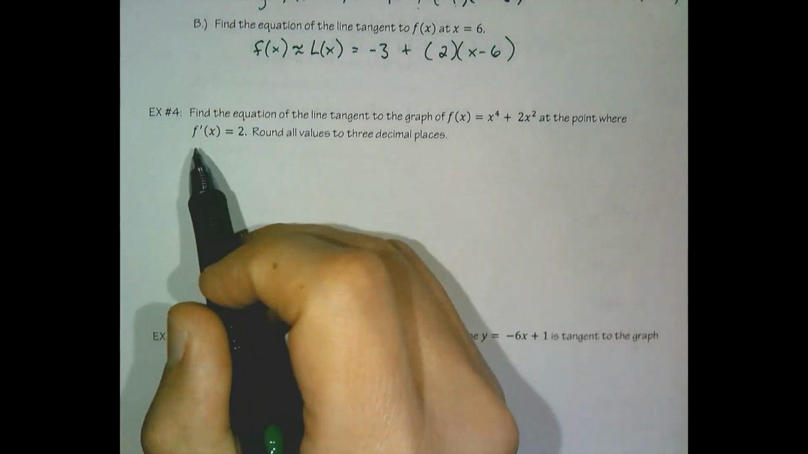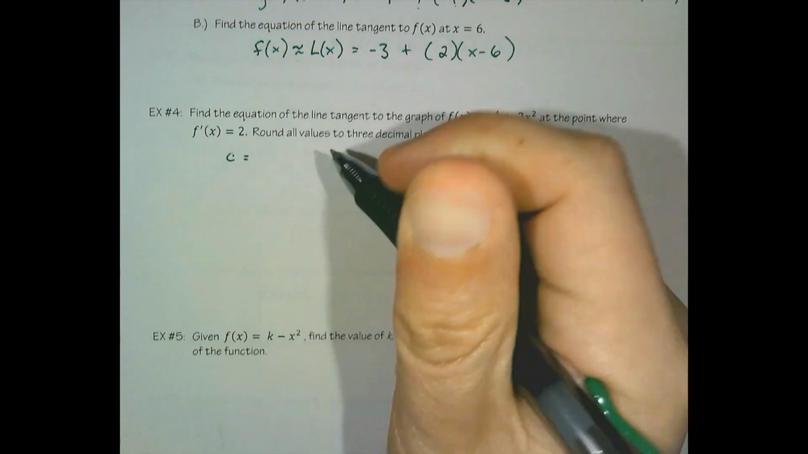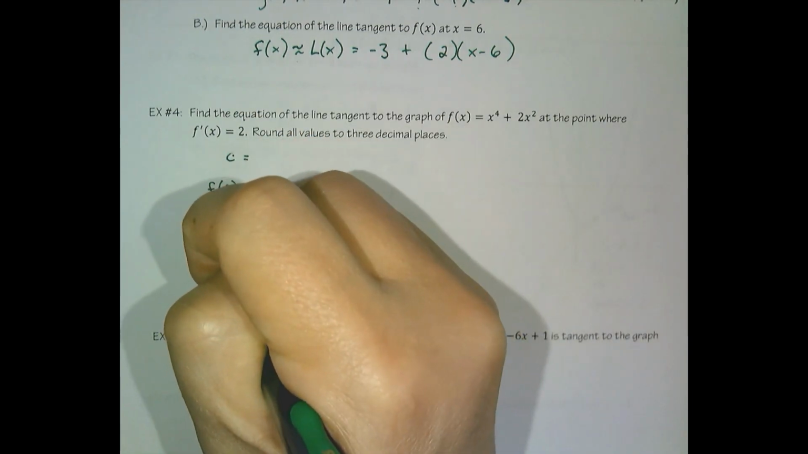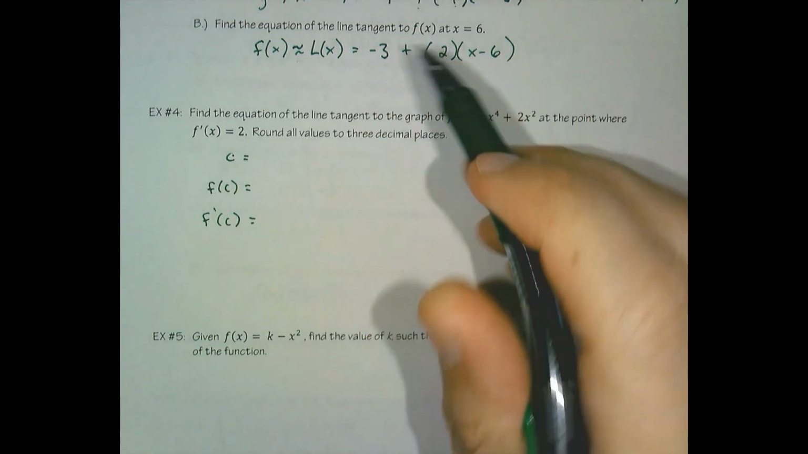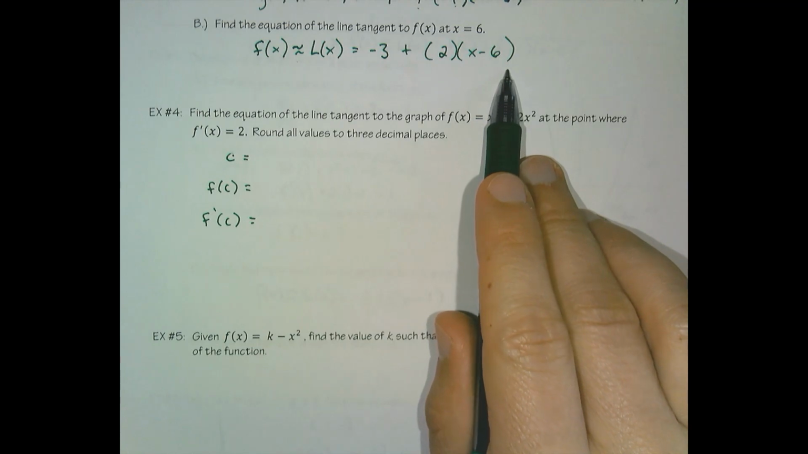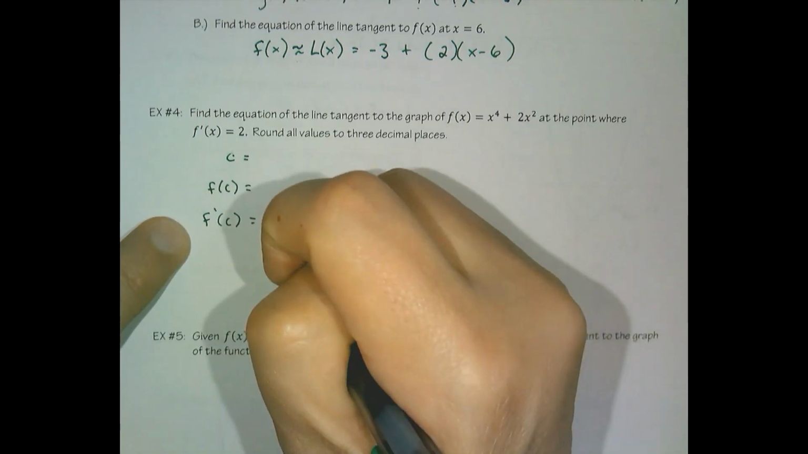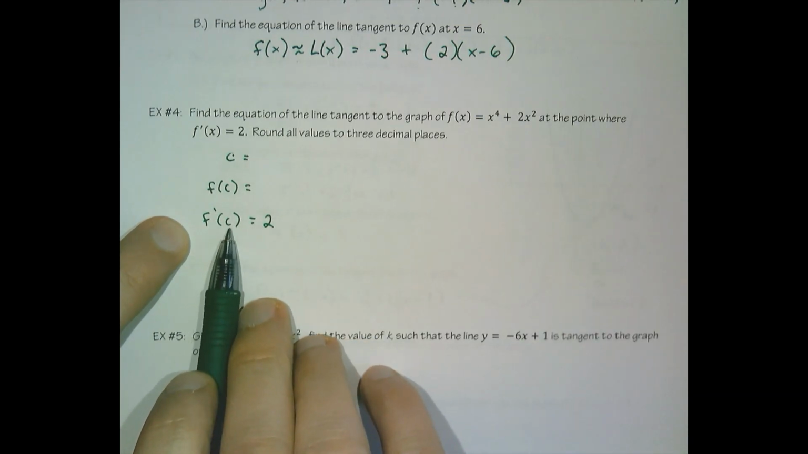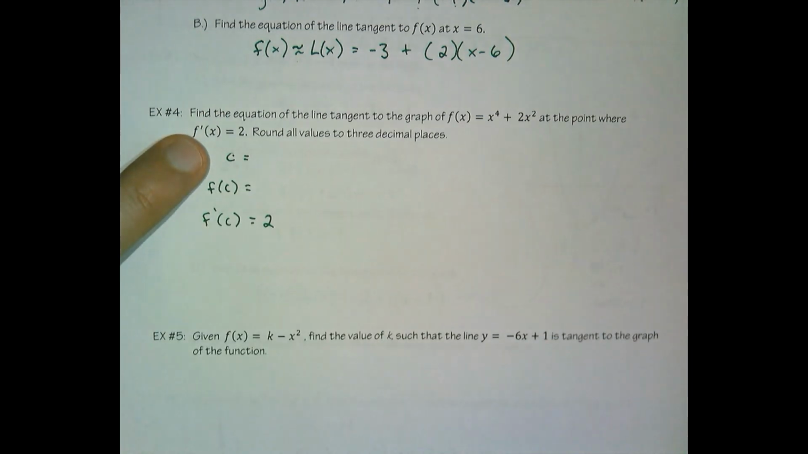They tell us the value of the function. So when we write out our usual c equals, f of c equals, and f prime of c equals, these are the three things that we need to find to write out our tangent line equation. We know that f prime of c equals 2. And from that, we are going to backwards engineer what is the value of c. And then if we know the value of c, we could evaluate our function there, and then we'd have everything we need to write the tangent line equation.